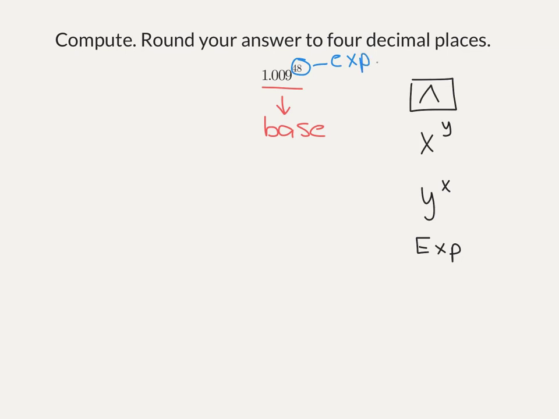And then push equals. When you do that calculation on your calculator, you should get a really long decimal, which is 1.53736144. And we want to round to 4 decimal places. So we're going to round this 3. And we'll look at the number next to the 3, which is a 6. Since 6 is greater than 5, we'll round the 3 up to a 4. And our final answer is 1.5374.